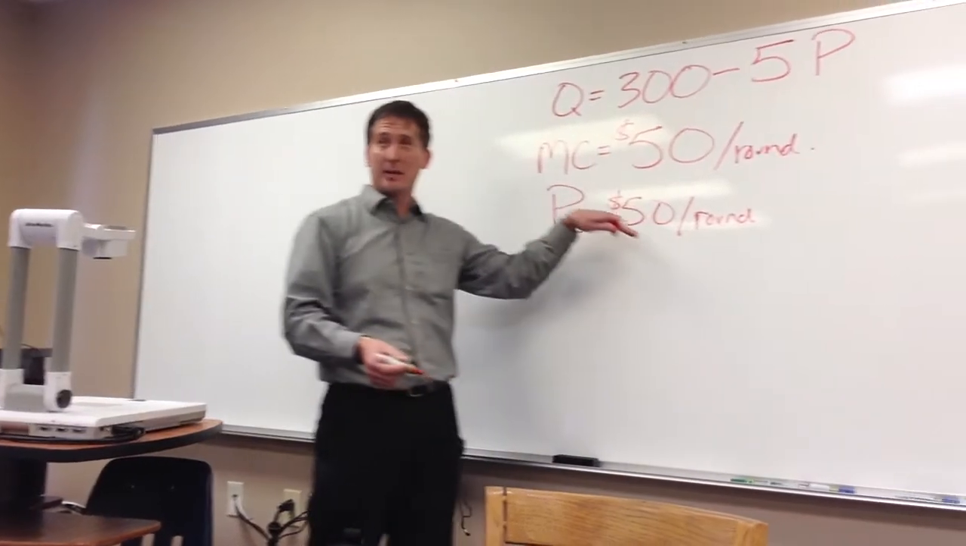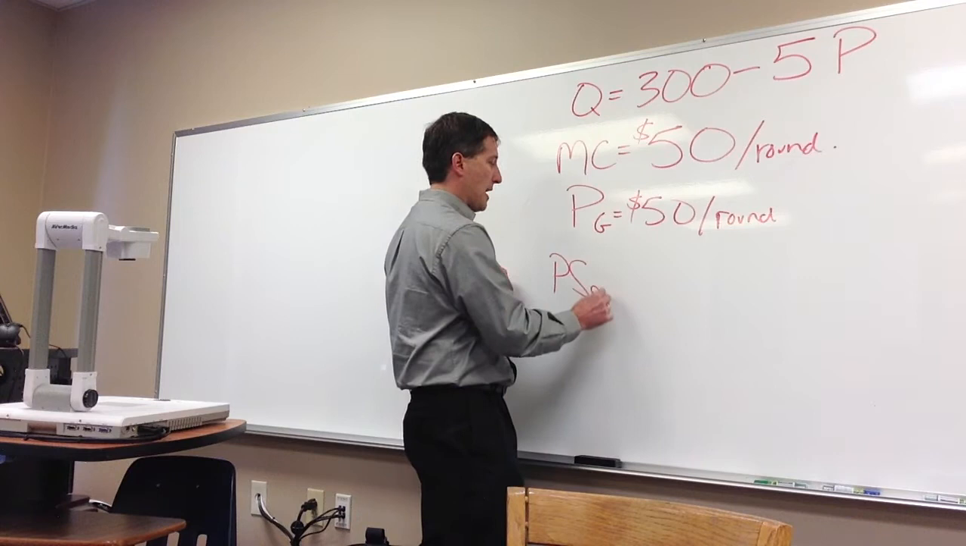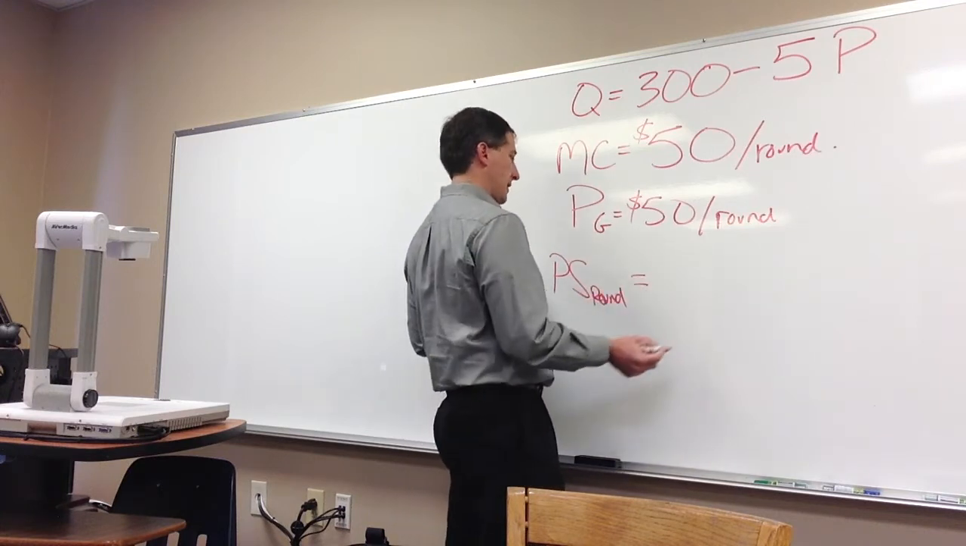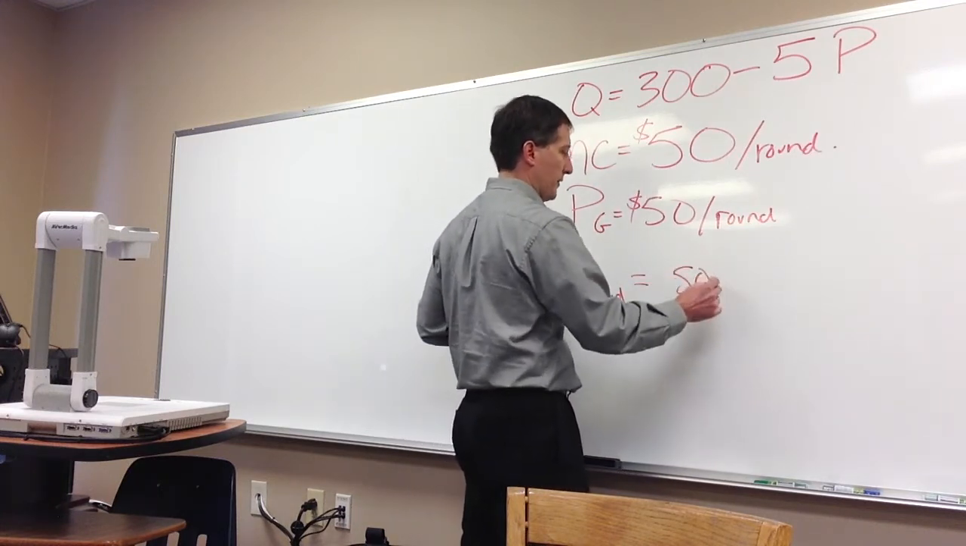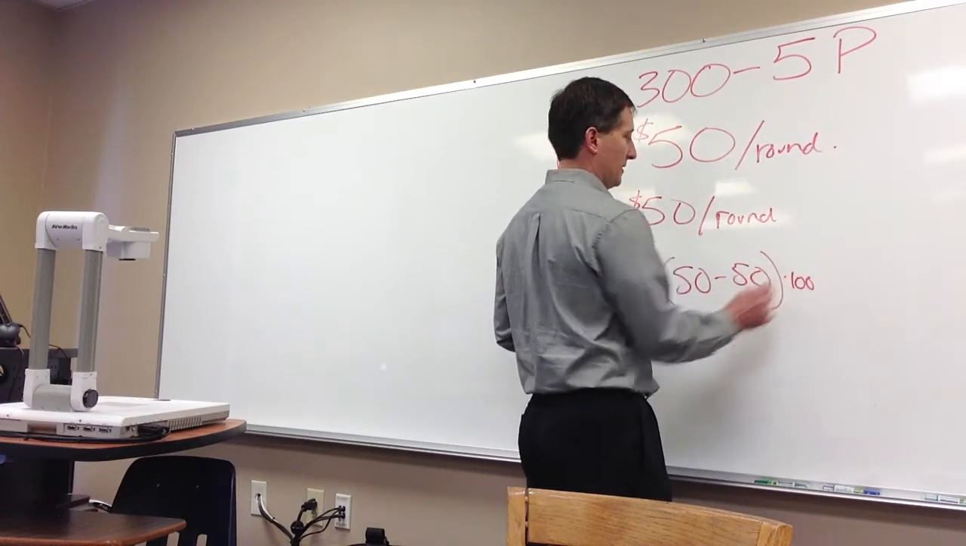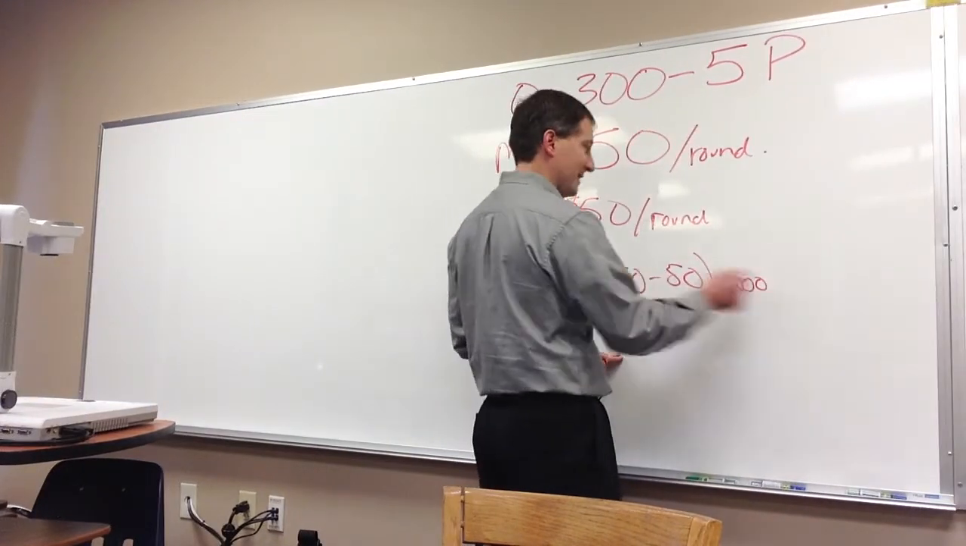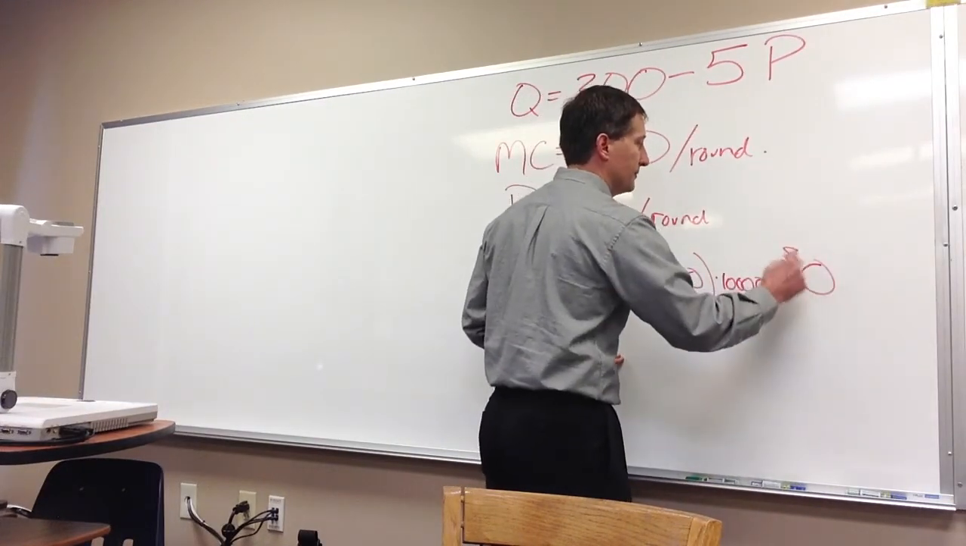So that was the issue we said, that the producer surplus per round is equal to zippo, because it's 50 minus 50. Even if we have 100 people or 1,000 people or 10,000 people, it's 0. No producer surplus.